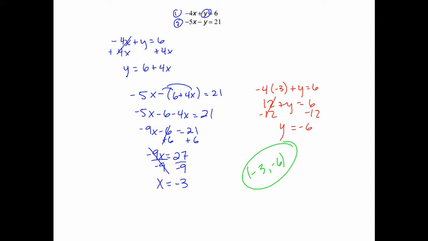And let's see, negative 3 and negative 6. So negative 3, that gives me a 12. 12 minus 6 is 6, okay? Negative 3 gives me 15. 15 minus a negative 6, that is addition, so 15 plus 6 is 21. Works. Let's try our next one.